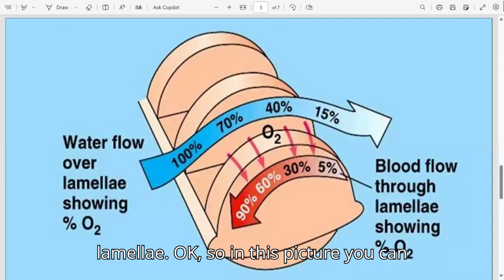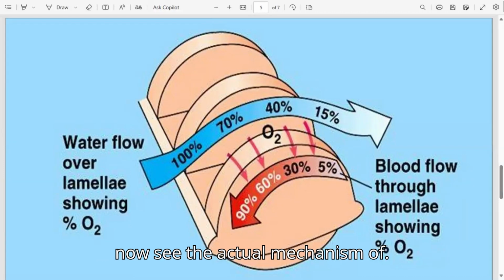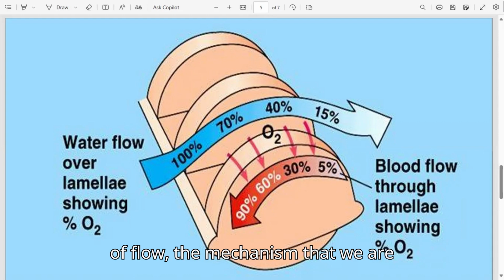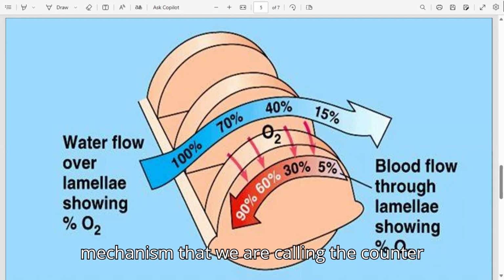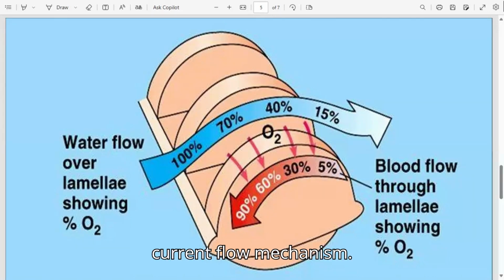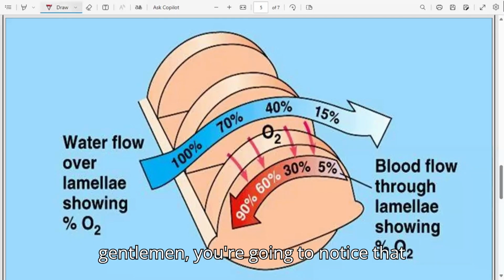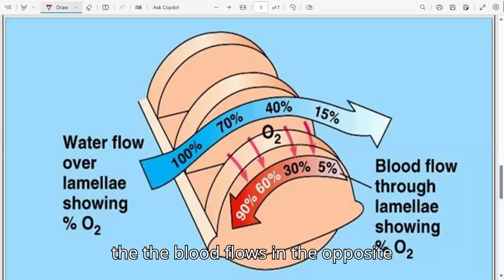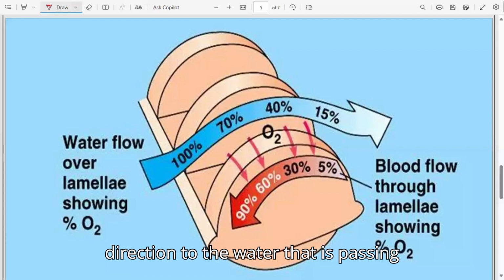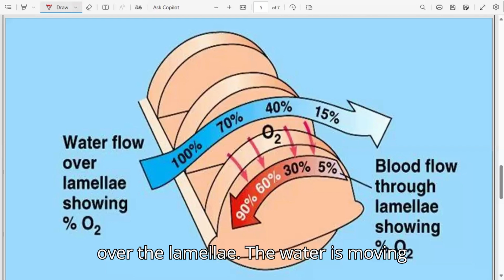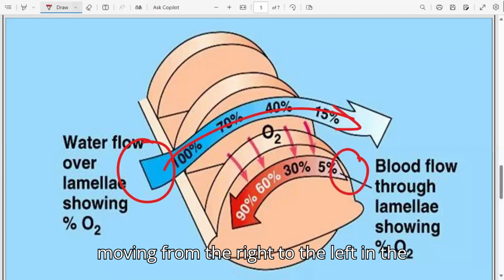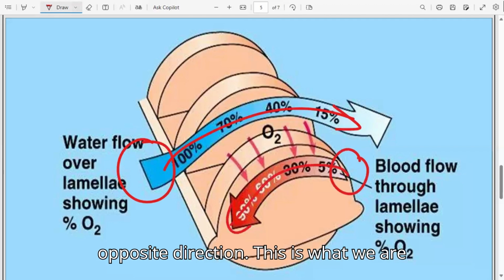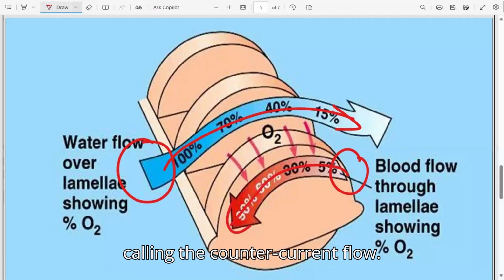Okay, so in this picture, you can now see the actual mechanism of flow, the mechanism that we are calling the counter current flow mechanism. In this mechanism, ladies and gentlemen, you're going to notice that the blood flows in the opposite direction to the water that is passing over the lamellae. The water is moving over the lamellae to the left, whilst the blood is moving from the right to the left in the opposite direction. This is what we're calling the counter current flow.